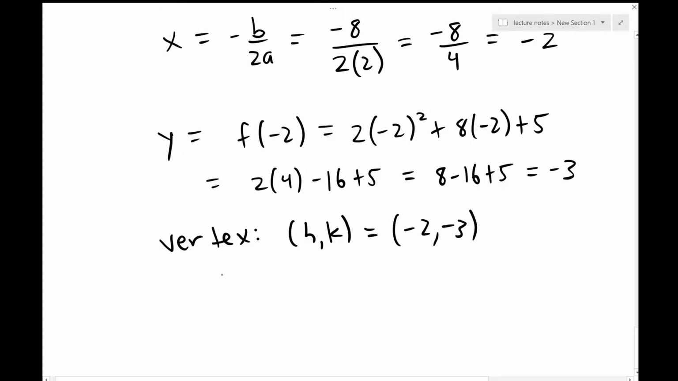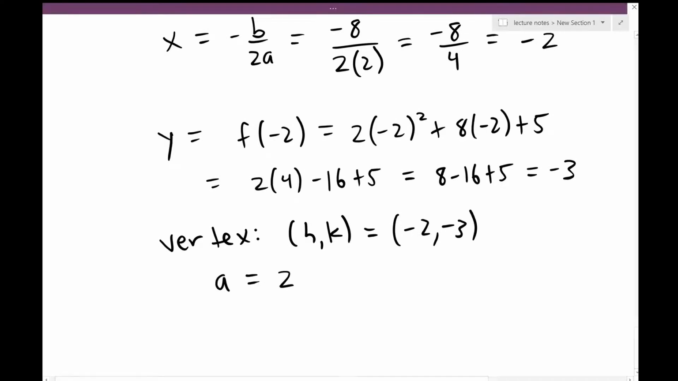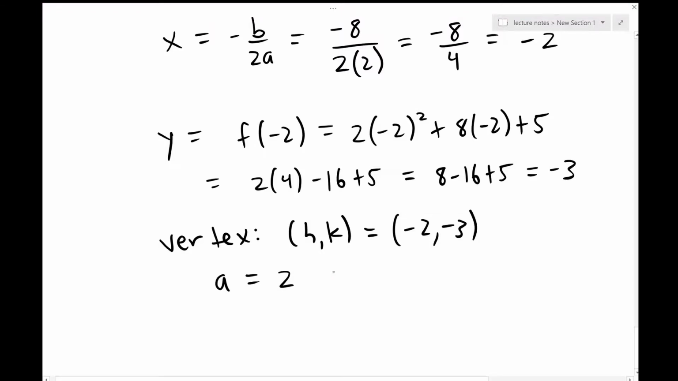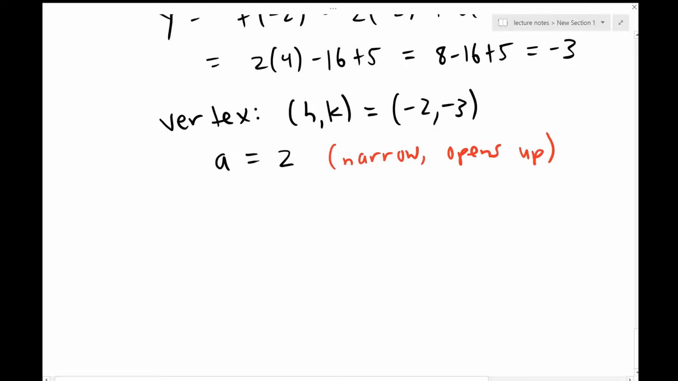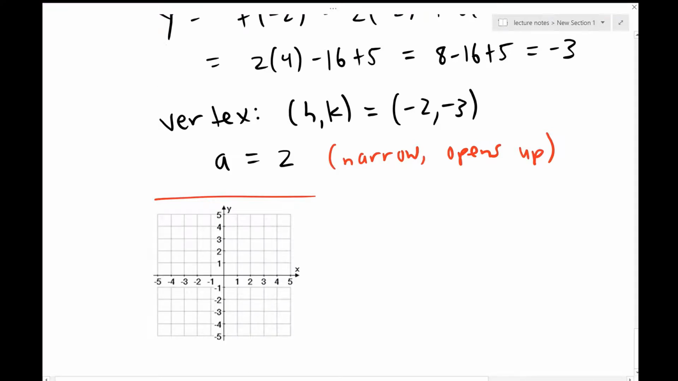Notice that we also were able to determine that our a value is equal to 2. And so what that means is that this parabola is going to be narrow and it will open upward. So that gives us everything that we need to be able to graph the parabola itself. So let's go ahead and do that. Our vertex in this case we said is (-2, -3). And then as we pointed out, it would be a narrow parabola opening upward. So I would see a graph that looks something like this.